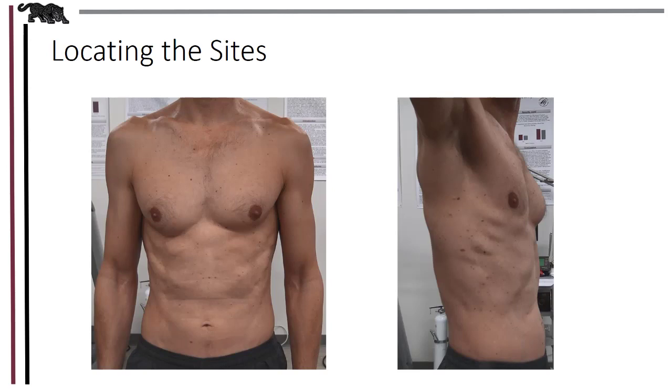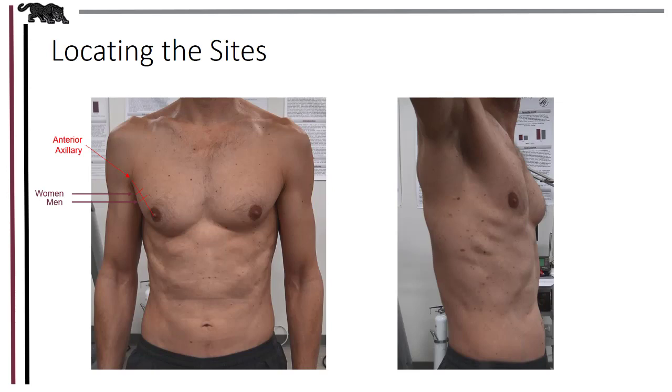So we'll talk about locating some of the sites first. The chest is a diagonal fold, and it's halfway for men and a third of the way for women along the natural line of the skin between the anterior axillary line and the nipple. Think of the anterior axillary line as the front of the armpit.